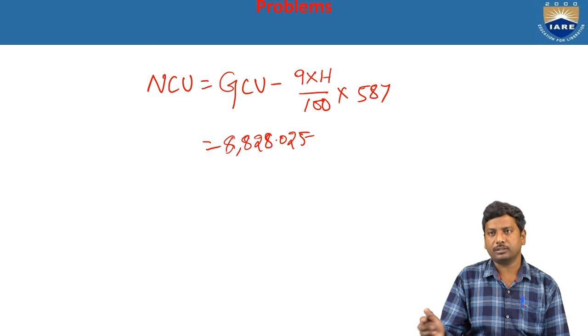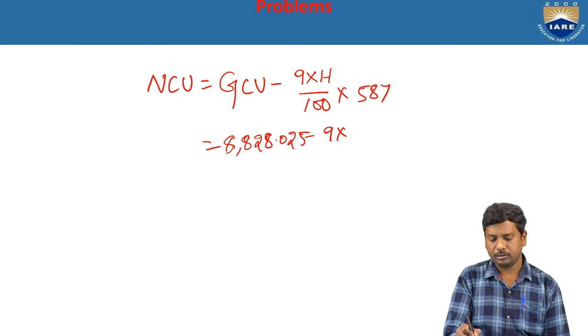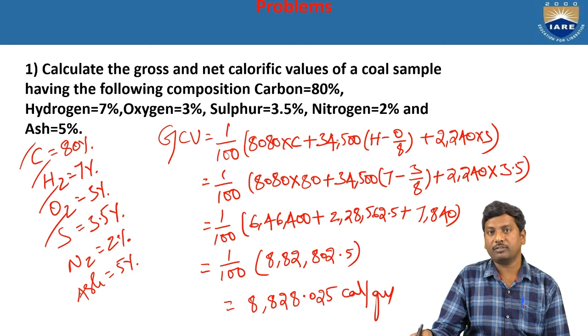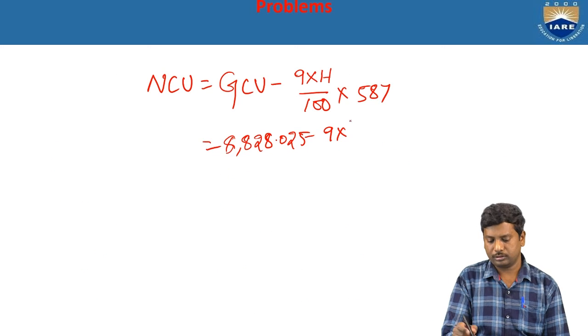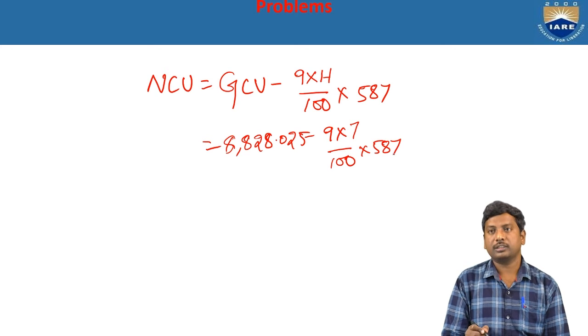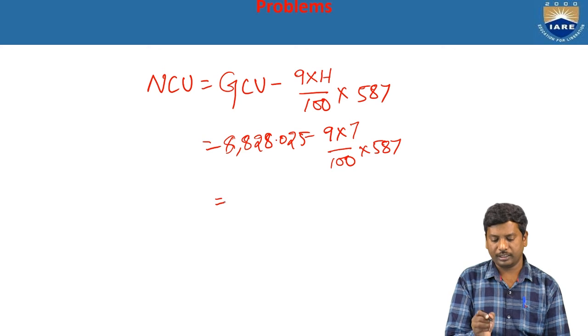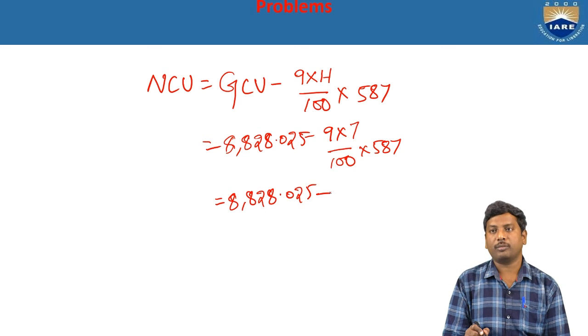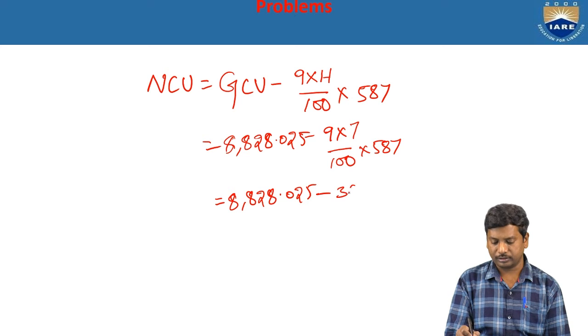8,828.025 minus 9 into hydrogen. What is the hydrogen given value? 7 by 100 into 587. So finally we get the value 8,828.025 minus 9 into 7 by 100 into 587. We get the value 369.81.